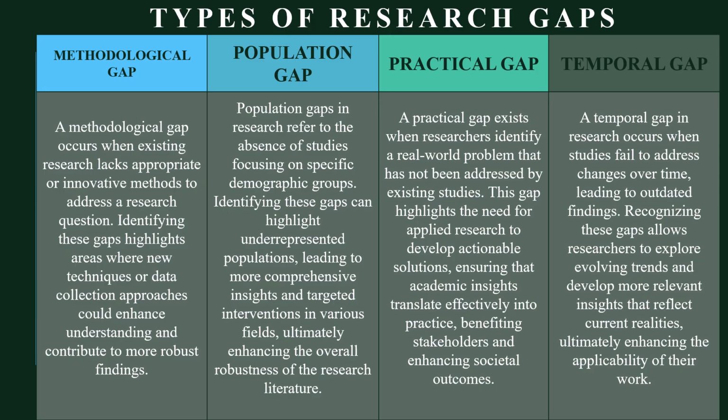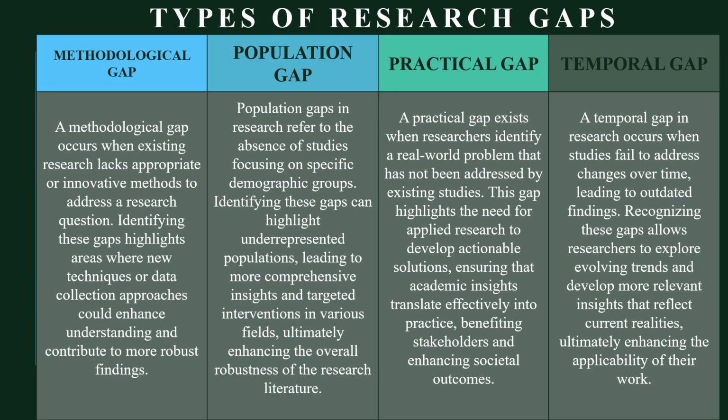The next one is population gap. A population gap arises when certain groups or demographics have been overlooked in previous research. For example, studies on diabetes management may predominantly focus on adults, leaving children and adolescents understudied. That is what we call a population gap. Practical gap refers to the lack of actionable insights or real world application despite extensive theoretical exploration. For example, while many people discuss sustainable farming techniques, fewer focus on implementing these methods in developing countries. So that is what you call a practical gap. This exists when researchers identify a real world problem that has not been addressed by any existing studies.